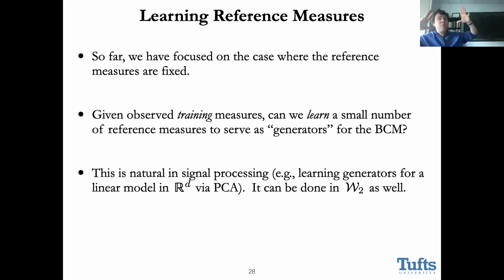So far we've assumed these reference measures mu1 through mu_p are fixed. Well, I can ask, if they give you enough probability measures to use as training data, can I actually learn optimal generators? I haven't given the sense of optimality, but I'll give a couple in a minute. Can we actually learn good ones, right?